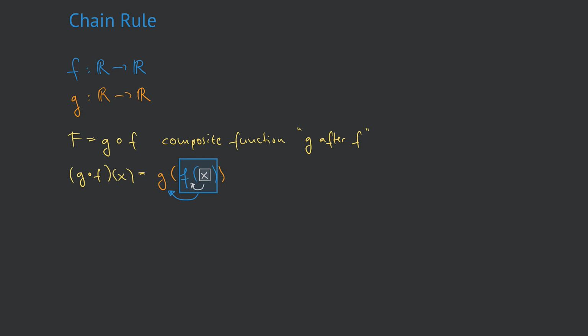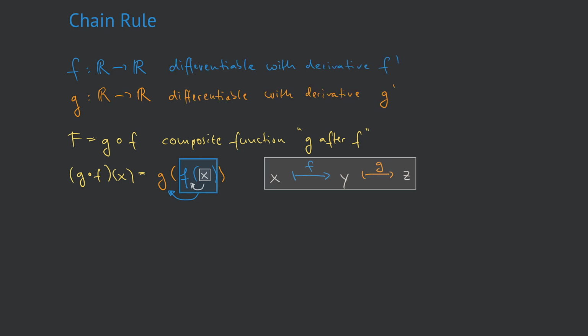Alternatively, we can think of x taken to some y by f, which in turn is taken to some number z by g. Intuitively, composing functions is a chaining process in which the output of the function f feeds the input of function g. Now we assume that both f and g are differentiable and that we know the respective derivatives f prime and g prime. What we don't know, however, is the derivative of the composite function capital F. This is where the chain rule enters the picture.